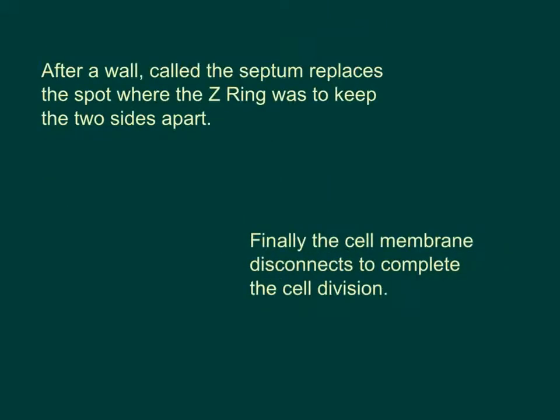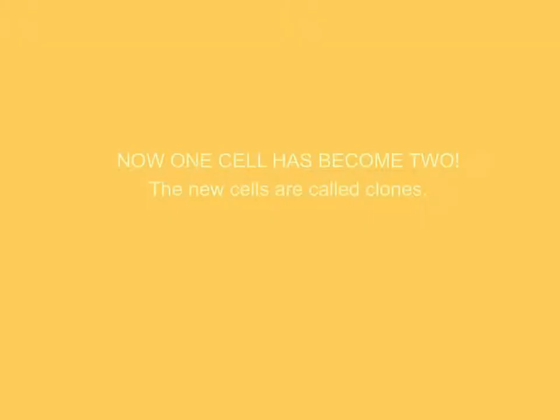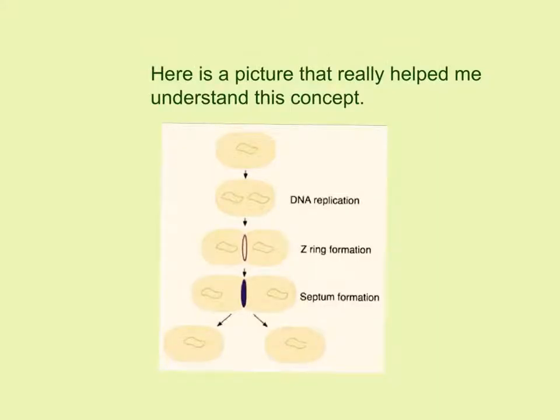After, a wall called the septum replaces the spot where the Z-ring was to keep the two sides apart. Finally, the cell membrane disconnects to complete the cell division. One cell has become two. The new cells are called clones. Here's a picture that really helped me understand this concept.